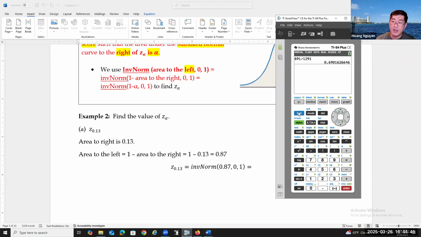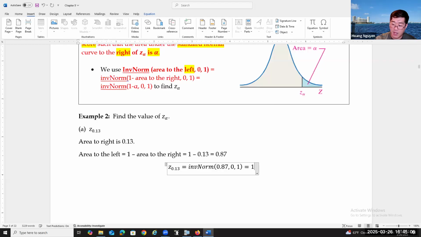We go to second vars and then to the inverse norm calculation. The area is 0.87, the mean is 0, and the standard deviation is 1. This is the area to the left. So the answer is 1.1264. That's the critical value such that the area to the right is 0.13.